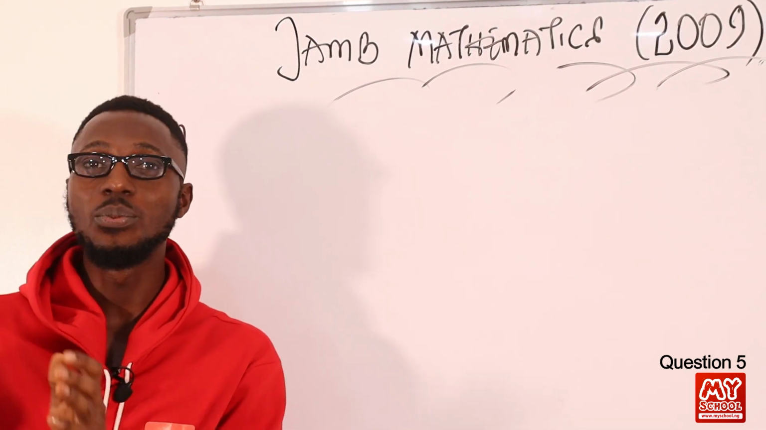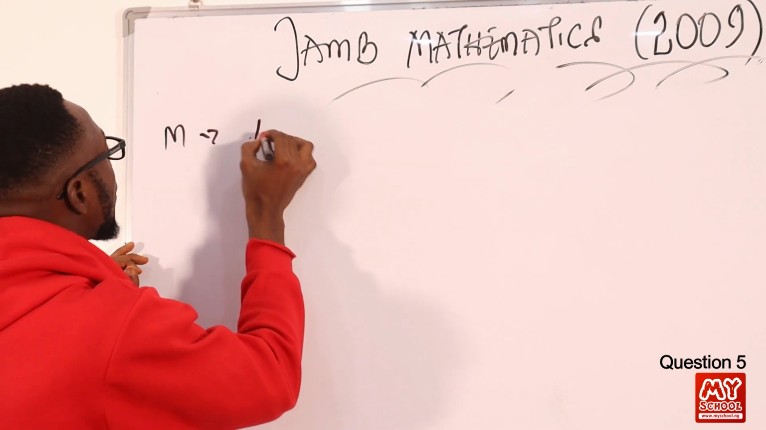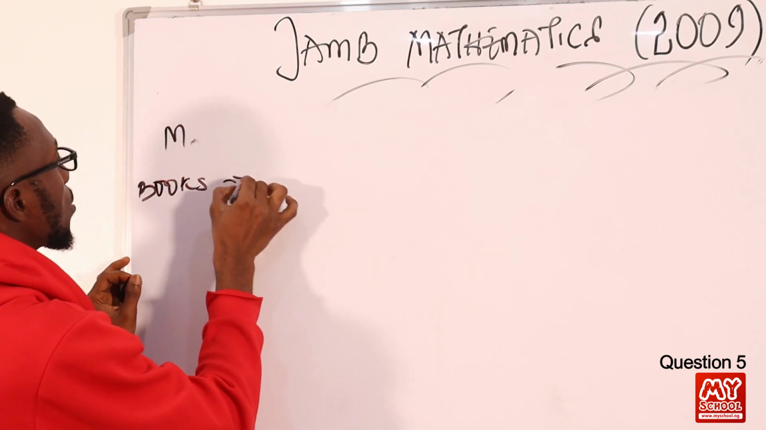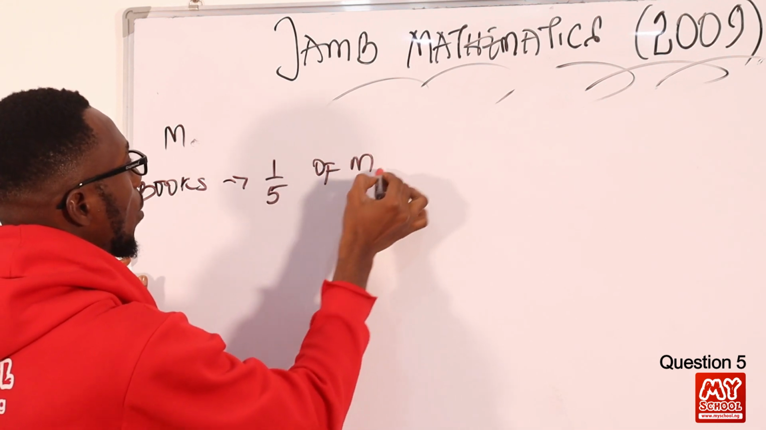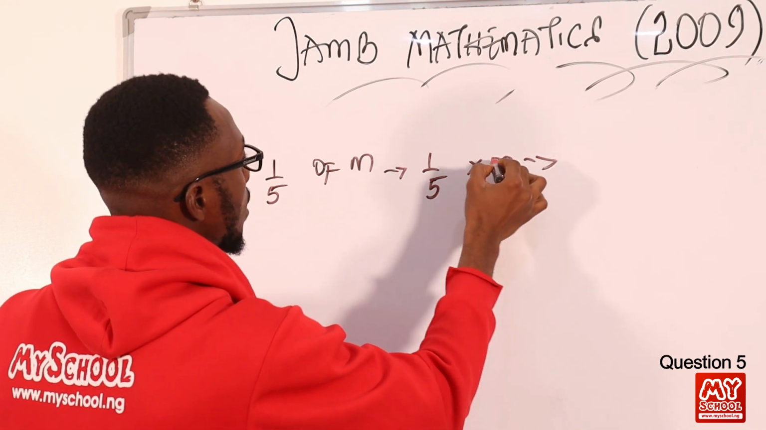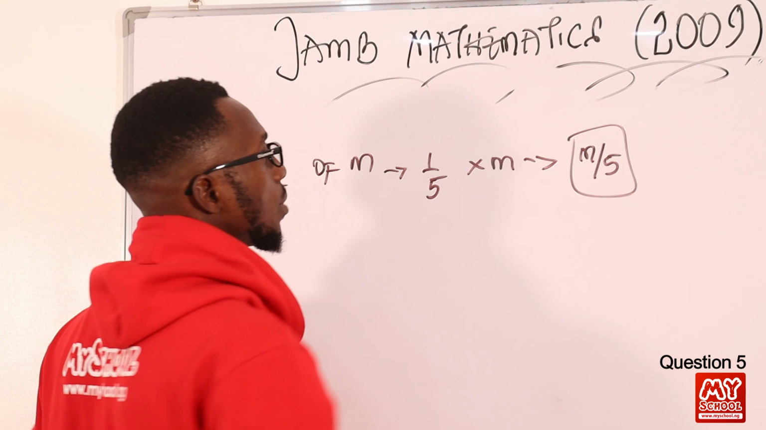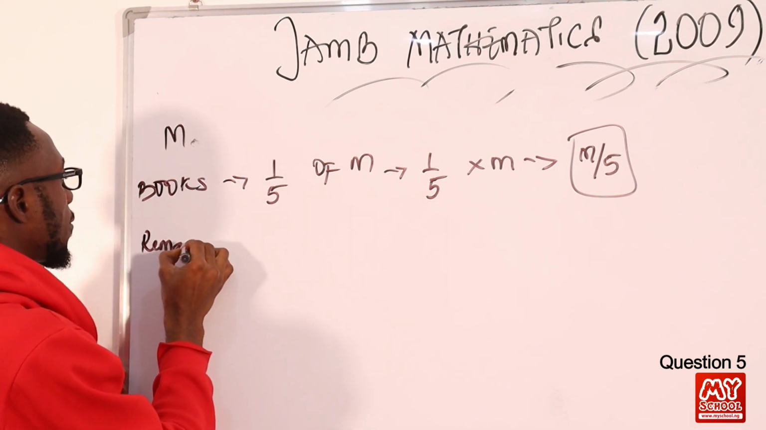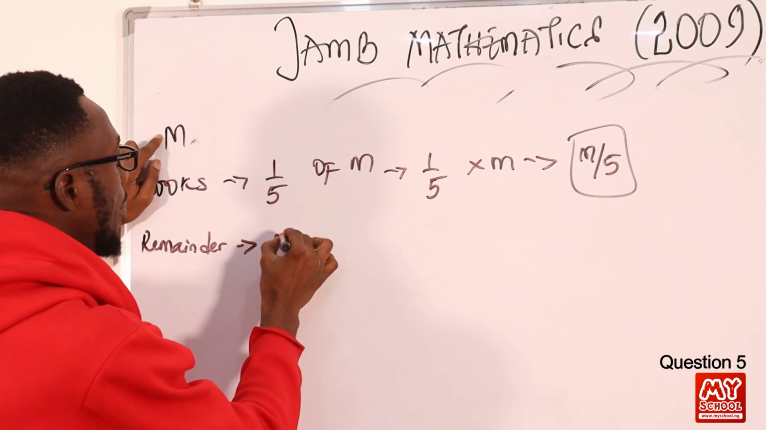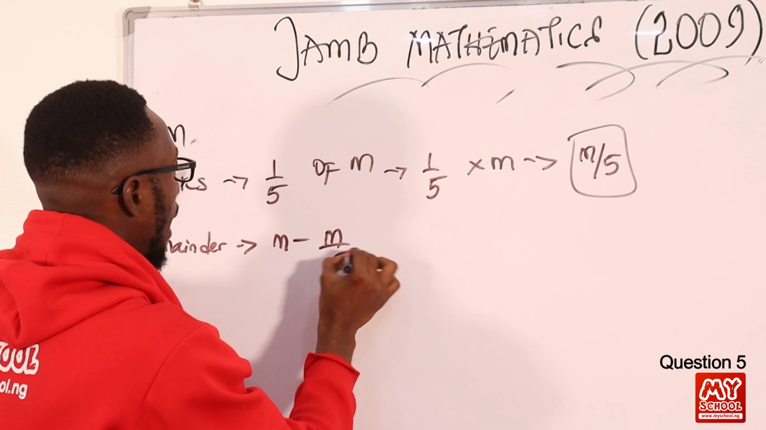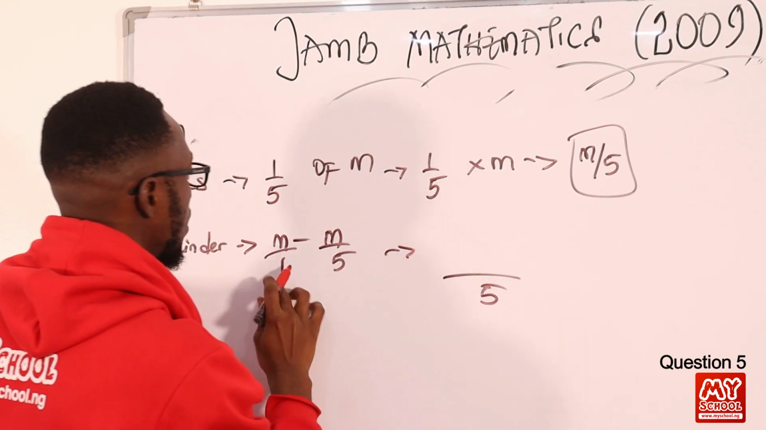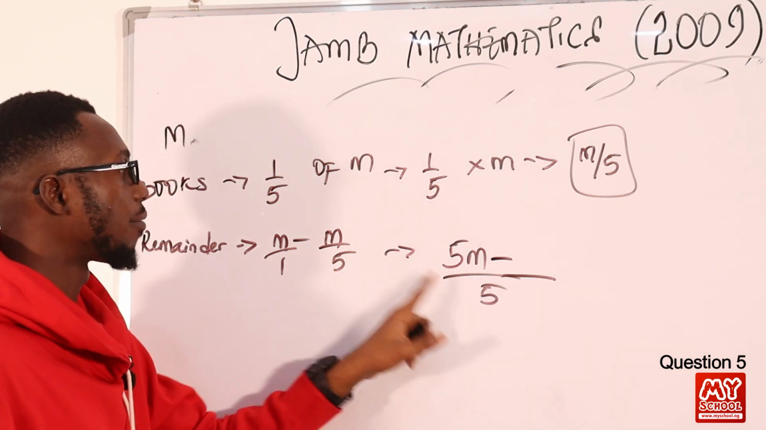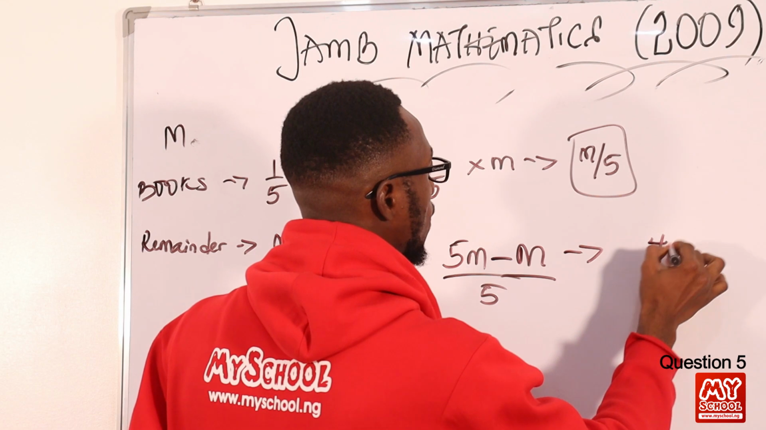We are told that he spent 1/5 of it. So 1/5 of M. Let me just say books. For books, we are told he spent 1/5 of his allowance M. So that means 1/5 times M, that is M times 1, so I have M/5. So this is what he spends on books. So what is remaining after that? That will be M minus what he has spent on books. So LCM is 5. This is 5 times 1, I have 5 times M, I have 5M, minus M/5. 1 times M, I have M. So the remainder here is 4M/5.